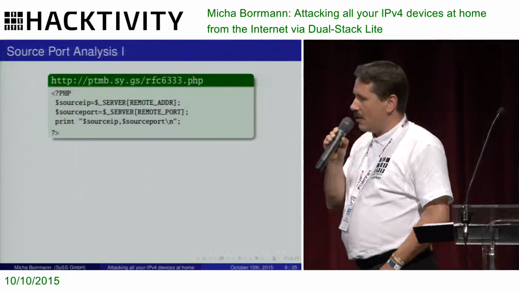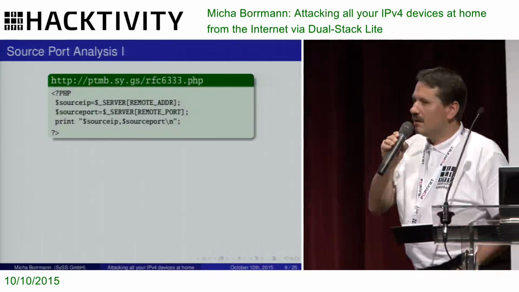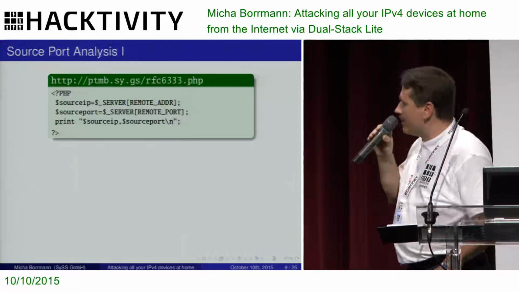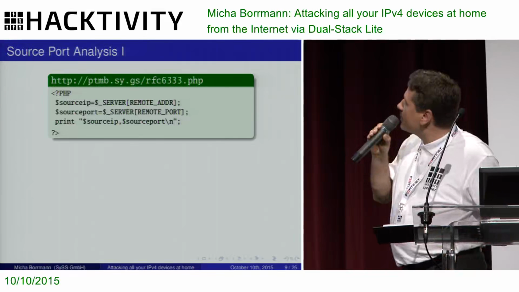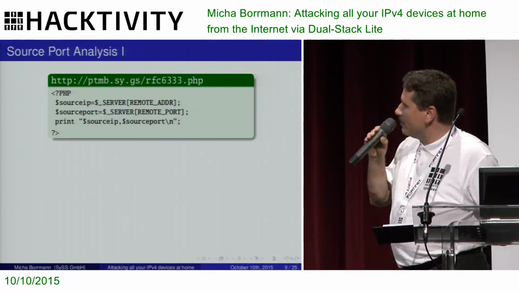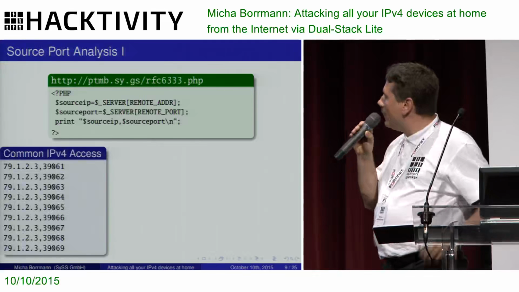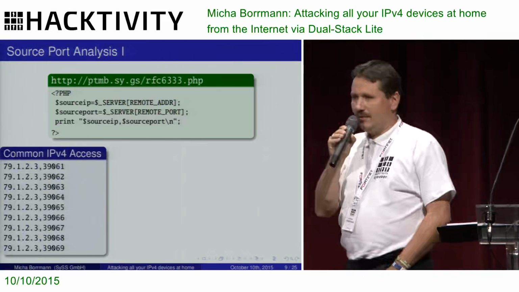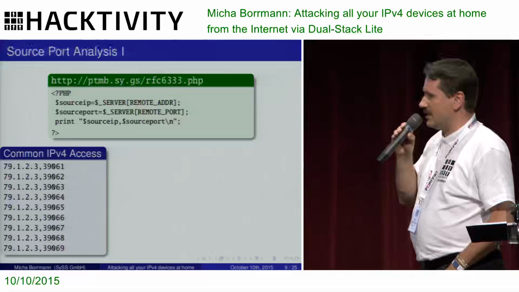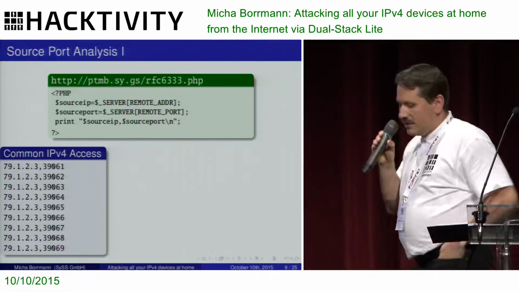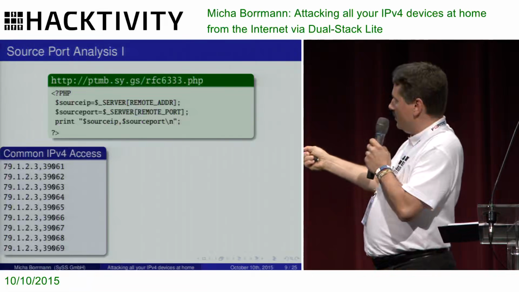To analyze it, I wrote a very simple PHP script, but it's possible with every programming language you like, and put it on a web server. And I request this script. It only prints my source IP address and my used source port with a common IPv4 access and also with a common IPv6 access from a home device. If there's only one device active, the used source ports are simply incremental. You see it here.